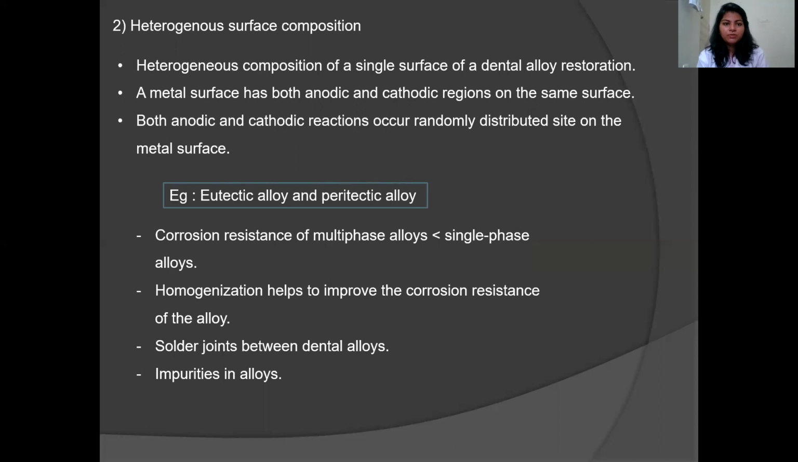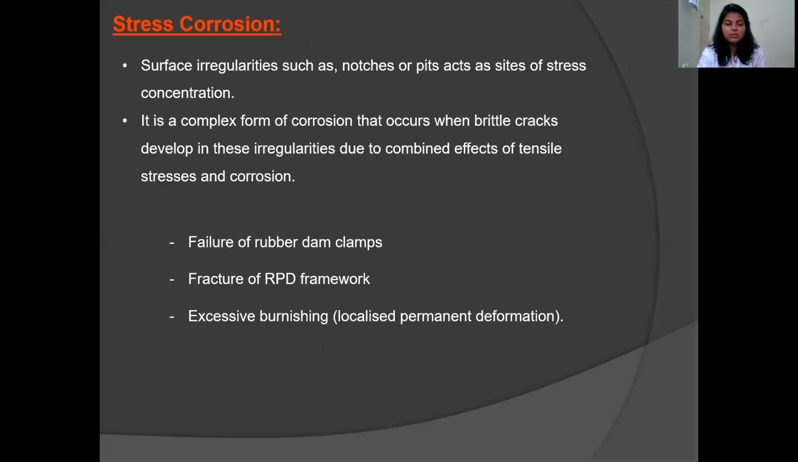Then comes heterogeneous surface composition. This is heterogeneous composition of a single surface of a dental alloy restoration. A metal surface has both anodic and cathodic regions on the same surface. Both anodic and cathodic reactions occur at randomly distributed sites on the metal surface, for example, eutectic alloy and peritectic alloy. The factors are: corrosion resistance of a single phase is much better than multi-phase alloys, homogenization helps to improve corrosion resistance of the alloy, and solder joints between the dental alloys and impurities in the alloys will also affect corrosion resistance.